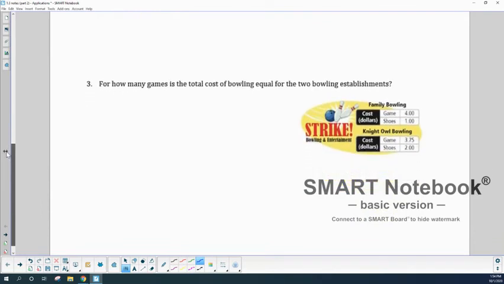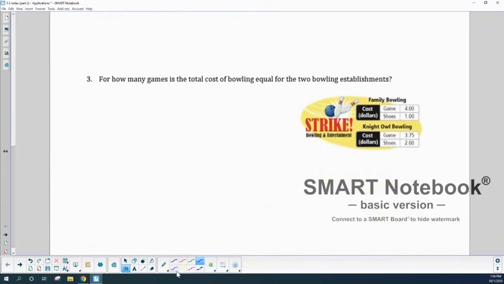For the bowling problem, it says how many games is the total cost of bowling going to be equal? So when you go bowling, you pay per game and then you throw in a shoe rental or something like that. So if you look at the Family Bowling League, it's $4 for a game. And so that's $4 per game. So we're going to do $4 times however many games we play. And then the flat fee or the initial fee there would be the shoe rental, which is going to be $1. You only pay that one time when you bowl. You rent shoes once, but then you can play as many games as you want.